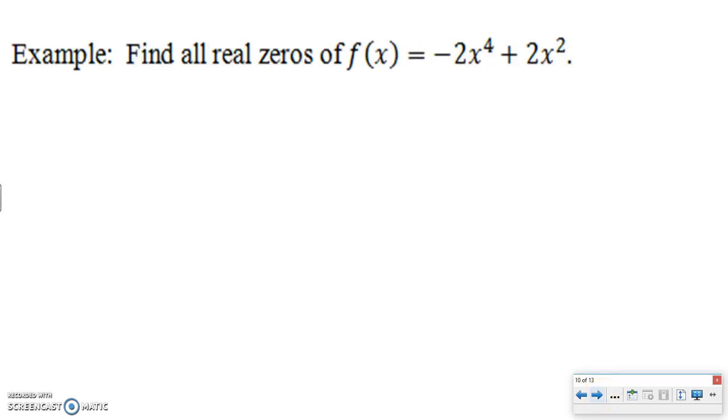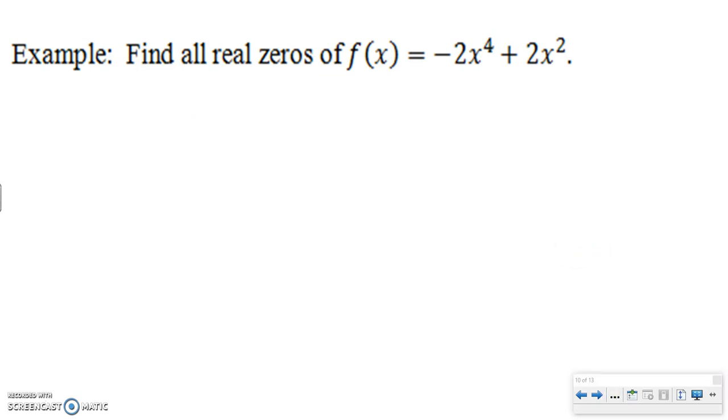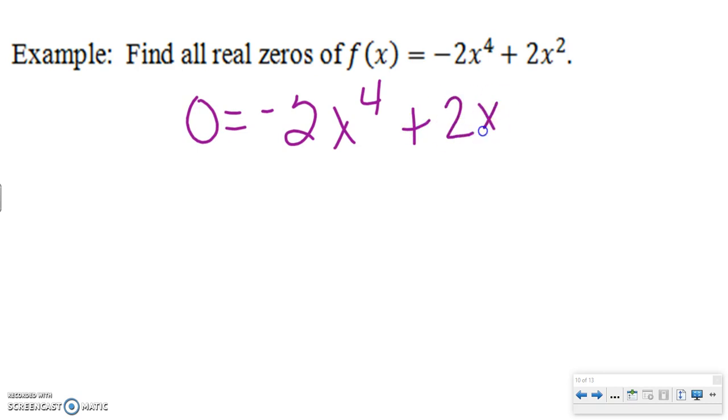So now let's do an example, finding the zeros and taking a look at what the leading coefficient test tells us about this graph. So if I want to find the zeros of this function, if I want to know the zeros of this function, I'm going to set it equal to 0, and I'm going to actually look for factors.